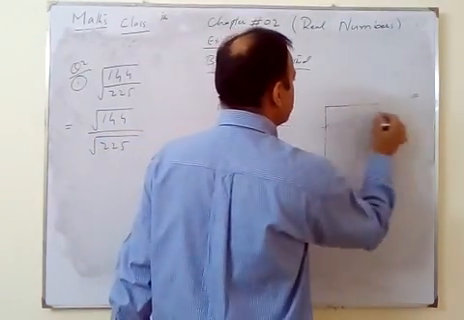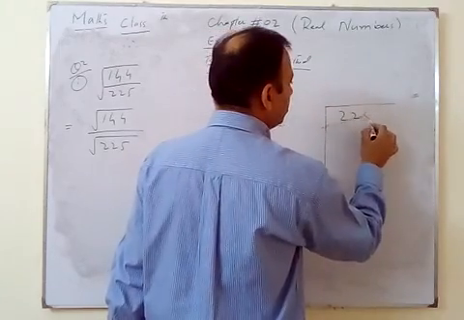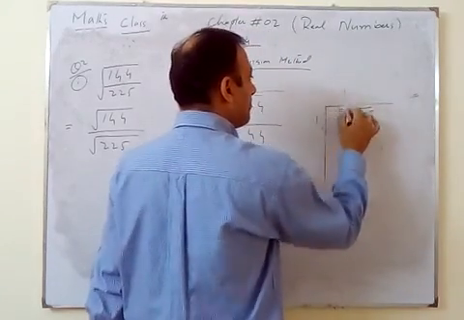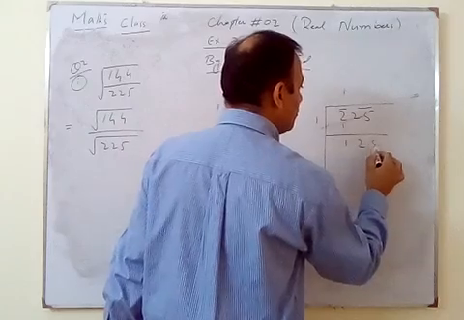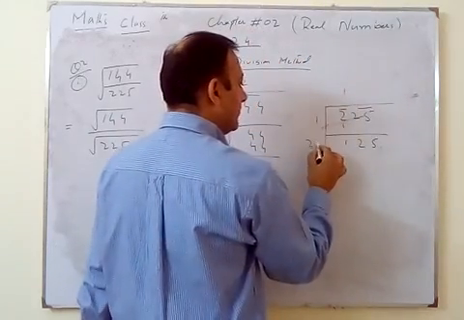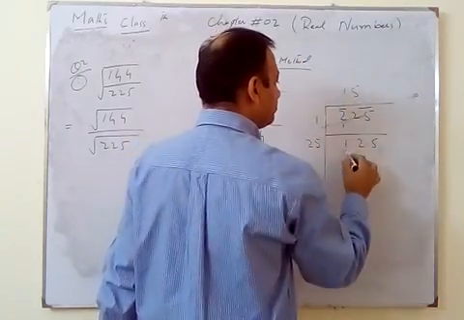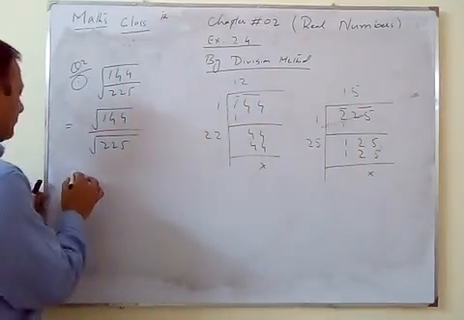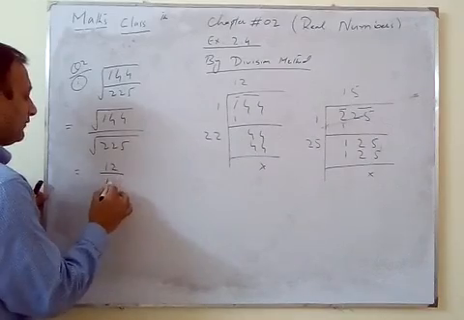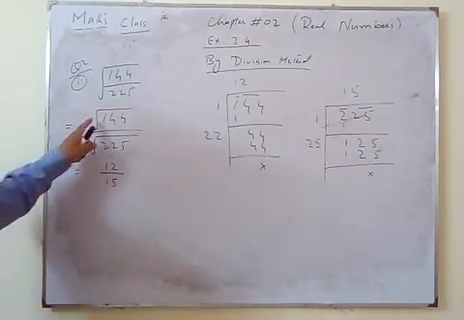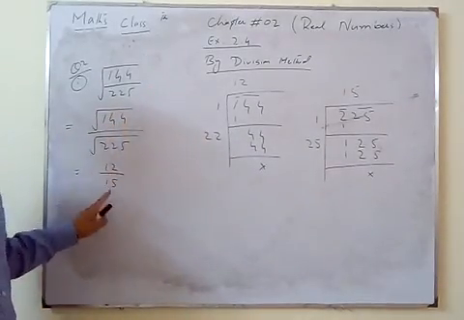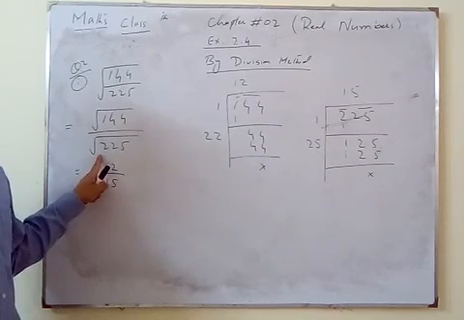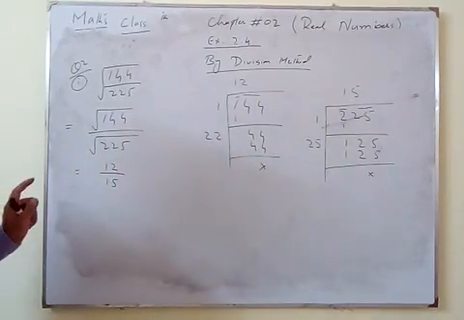Now for the next, 225. Make the pairs, 2 and 25. Make it double, by 5. So here we have 12 by 15. 12 is for the square root of 144 and 15 for the square root of 225. This is also a correct answer.